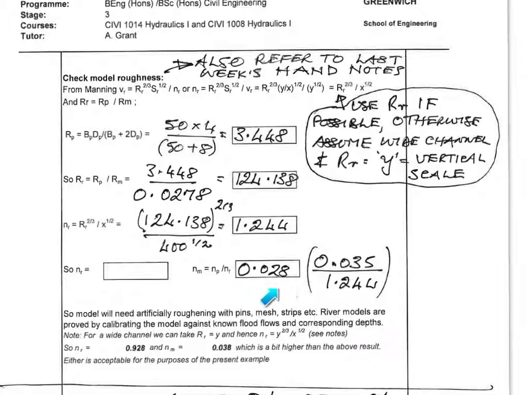Now, normally Manning's roughness in channels ranges from 0.012, 0.014, 0.016, typical values. So 0.028 is a very high roughness, particularly for a model. So the comment we usually make is that that model will have to be artificially roughened. And as it turns out, it's quite a useful thing because it means that we can calibrate the model against known flows by adjusting the roughnesses.